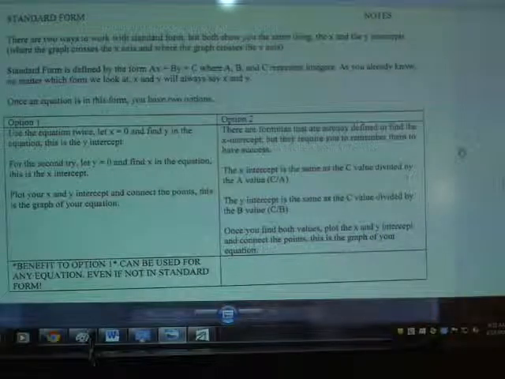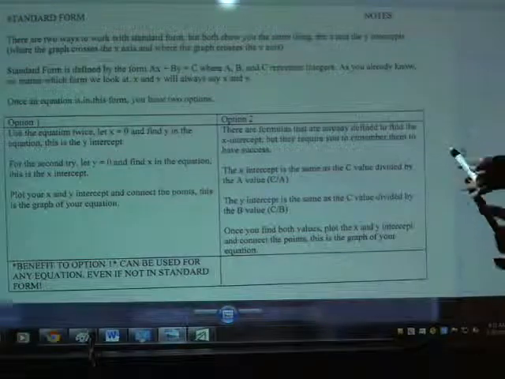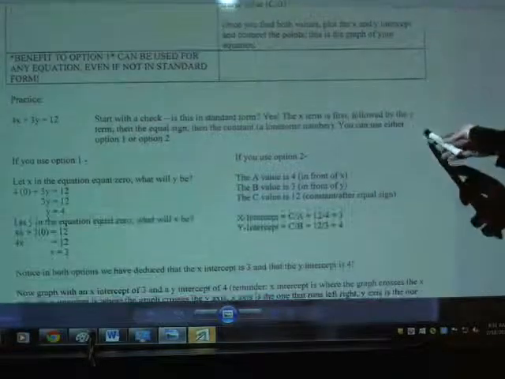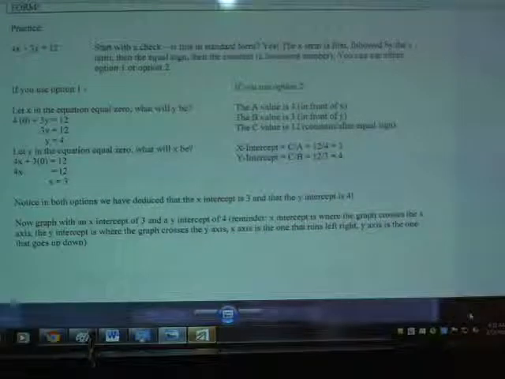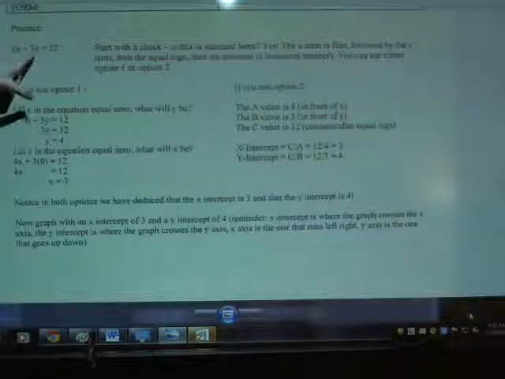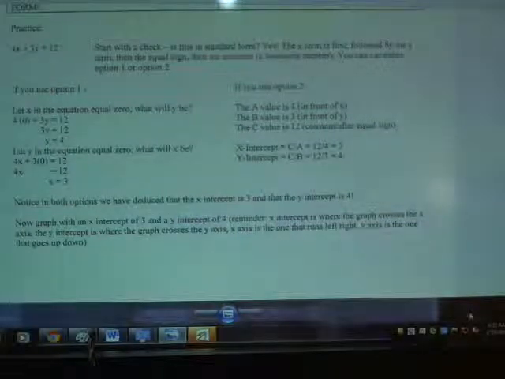So let's go ahead and go down to the bottom here and take a look at what we've got in the problem that's worked out for you. We've got 4x plus 3y equals 12, and it's solved both ways. So let's start with option 1, which is what you see on the left side. Now, we'll quickly point out that this is written in standard form. How do I know that? The x term is first, the y term is second, then the equal sign and the number. That's what standard form says: x, y, equal sign, number.